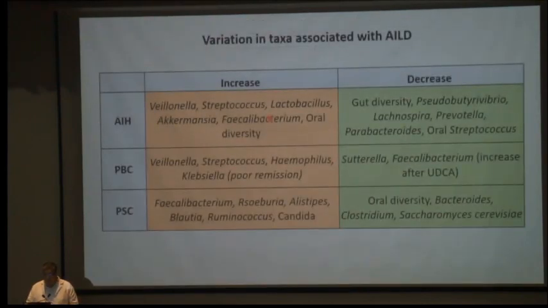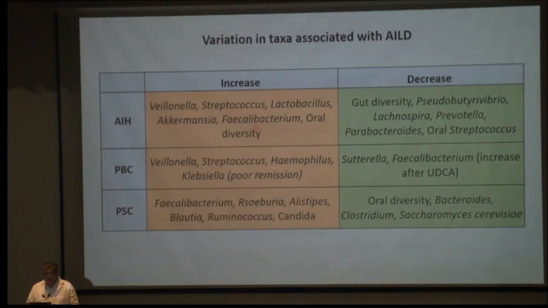So I try to summarize these three tables, and what we find in autoimmune hepatitis is an increase in Veillonella, Streptococcus, Lactobacillus, Akkermansia, Faecalibacterium, as well as an increase in the oral bacterial diversity. That means overall the number of species in the buccal cavity increases. Now, all these bacteria that we see here are present in the gut under healthy conditions.